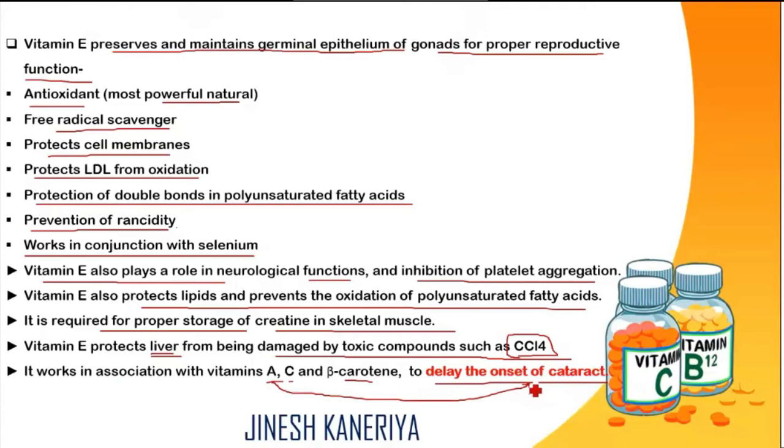So these are also an important part in cataract formation. So these are the biological functions of vitamin E: antioxidant, free radical scavenger, cell membrane protector, protecting low density lipoprotein and polyunsaturated fatty acids, prevention of rancidity. It also prevents platelet aggregation, protects the liver, and helps in association with vitamin A to delay cataract formation at the eye level. So these are the biological functions of vitamin E.